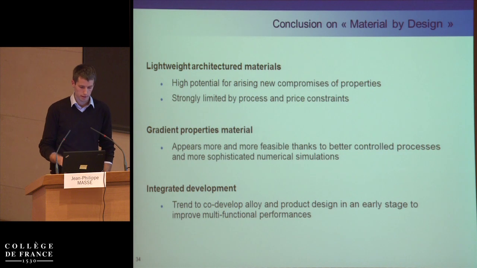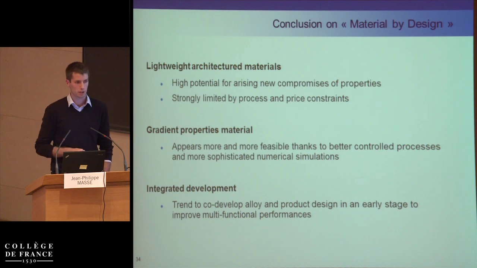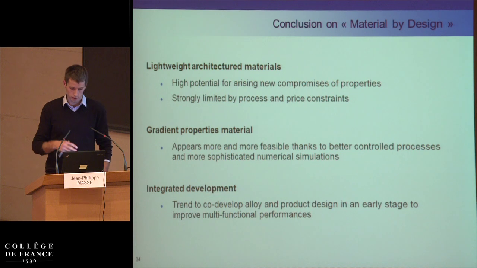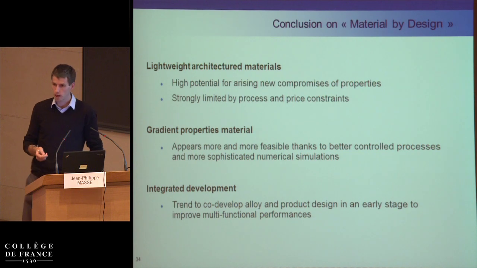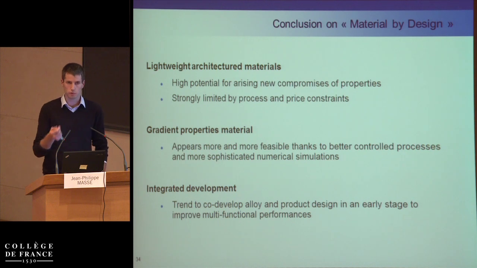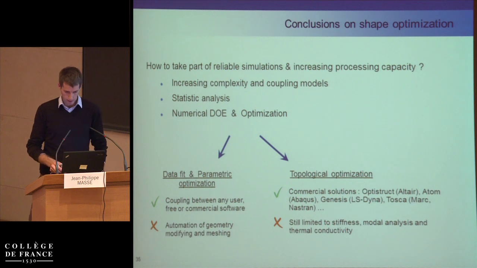And a key conclusion also is integrated development. There is a trend to co-develop alloys and the product design together from the early stage, and not separately, with people designing a car on their side and us designing alloys on our side. So there is more and more work together, and this enables the possibility of improving multifunctional performance and improving such architectured solutions. Okay, and that's the conclusion on shape optimization.